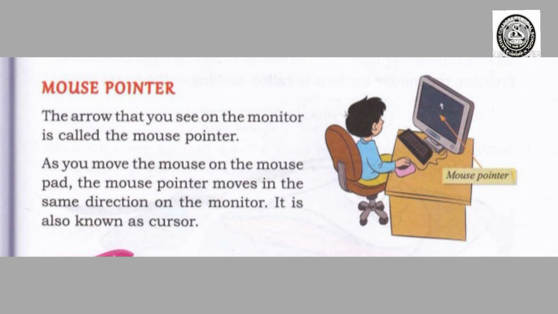As you move the mouse on the mouse pad, the mouse pointer moves in the same direction on the monitor. It is also known as cursor. So students, the mouse pointer has two different names. One is mouse pointer and the second one is referred to as cursor.